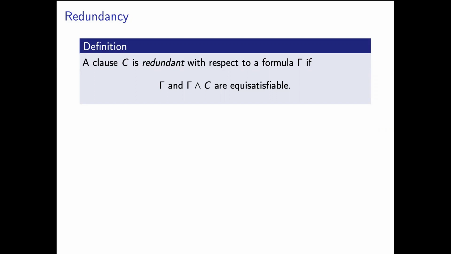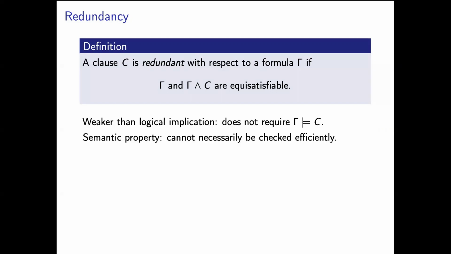So if you take any normal proof system and keep deriving some clauses from your formula, then anything you add doesn't change the satisfiability status of your formula because it's implied. But this is a weaker notion than implication, in that for a clause to be redundant, it doesn't have to be implied. Also, keep in mind for the rest of the talk that it's a semantic property. So you cannot necessarily check efficiently whether this holds.